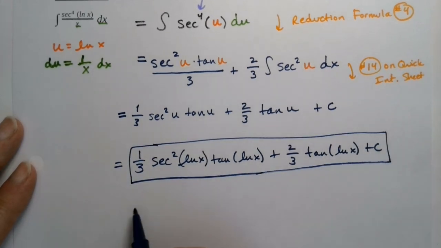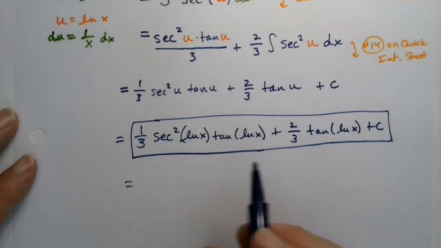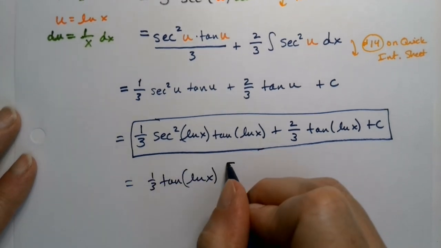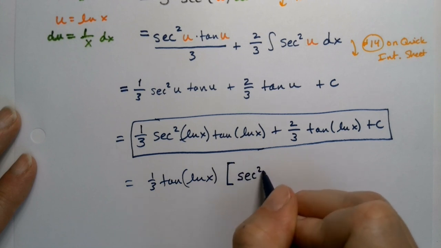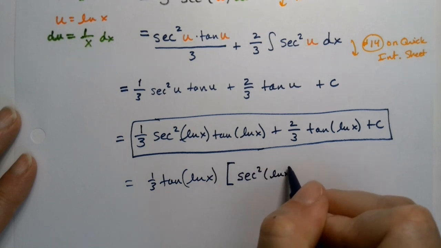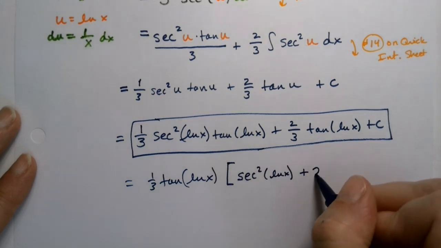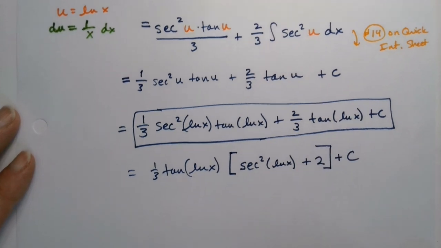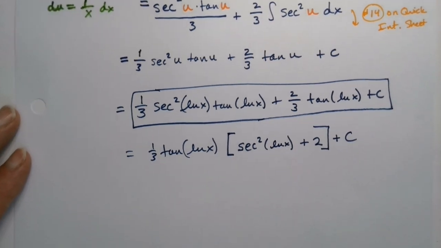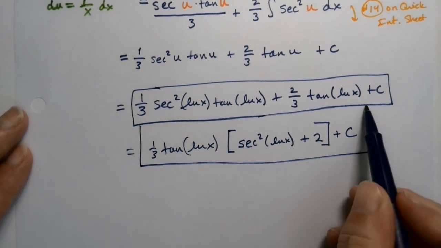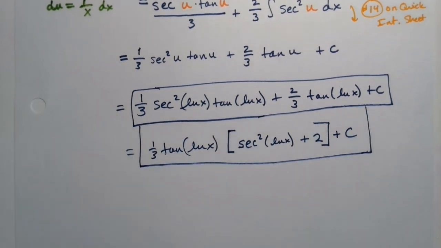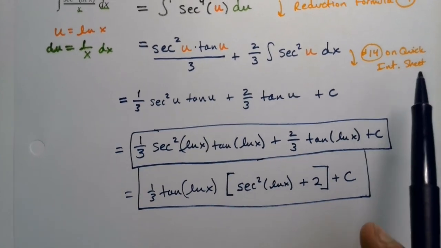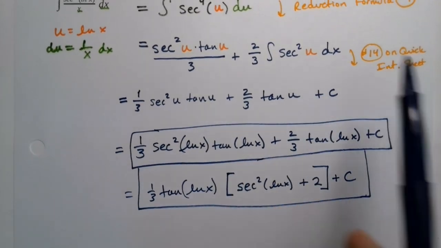Me personally, I noticed that there's a third in both of these and a tangent. We could pull a third tangent of the natural log of x out, and then that would leave us secant squared of the natural log of x plus 2, right? And then plus your constant. That would also work. So this problem used u substitution, it used a reduction formula, and it also used that integral of secant squared from the quick sheet formula in order to make it all work.